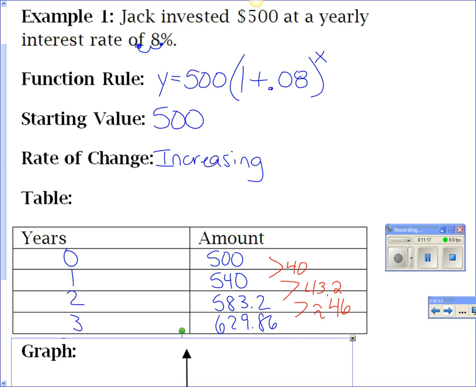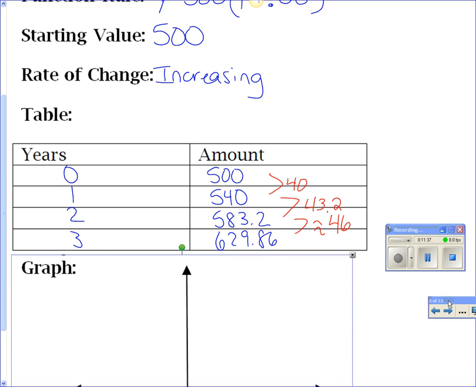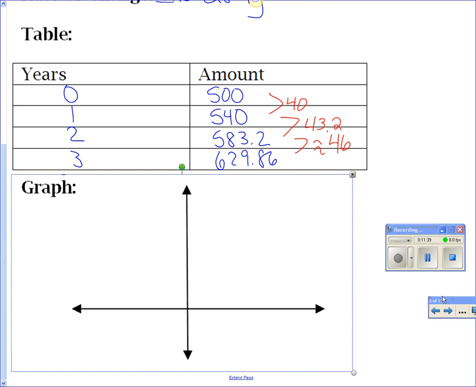Is the rate of change constant? No, because it's not linear. What's happening to my rate of change? What's it doing every time? It's increasing. So there is not a number for the rate of change because it's increasing every time. Okay? All right, we're going to make a quick sketch of the graph. We're actually going to learn how to graph them tomorrow. So if you don't understand what I'm doing, it's fine.